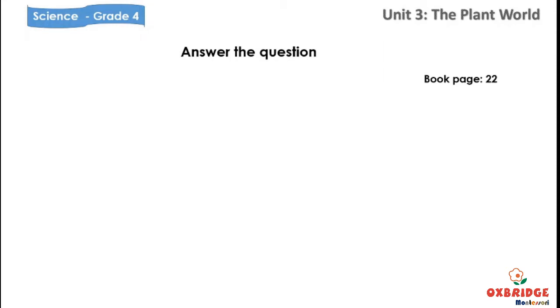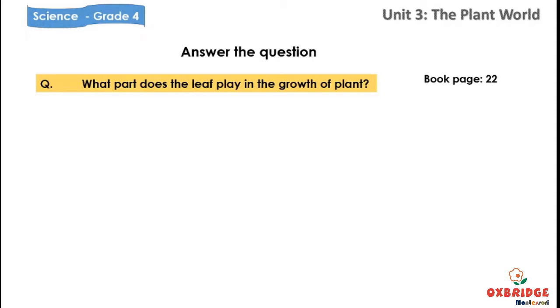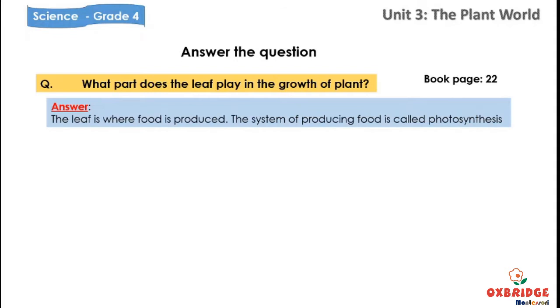Today we are going to solve the exercise of Unit 3, the plant world. You have to answer the questions. The first question is, what part does the leaf play in the growth of a plant? And the answer is, the leaf is where food is produced. The system of producing food is called photosynthesis. So, photosynthesis is a process through which a plant produces food.